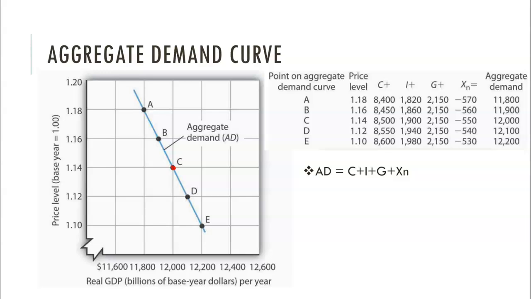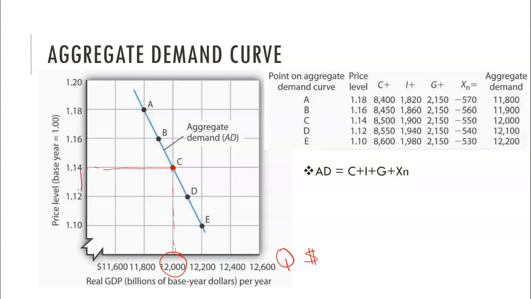And down here on the x-axis, instead of quantity, we've got the value of real GDP. So it's going to be a dollar value, but it's representing quantity because it's representing how much stuff would be produced or purchased as the price level decreases. So we could see here at point C, we have a price level of 1.14 and we have a real GDP of $12,000. This is in billions, so this would really be $12 trillion.